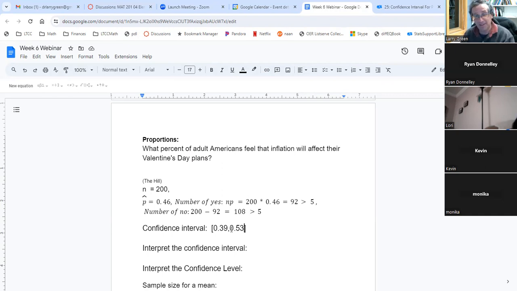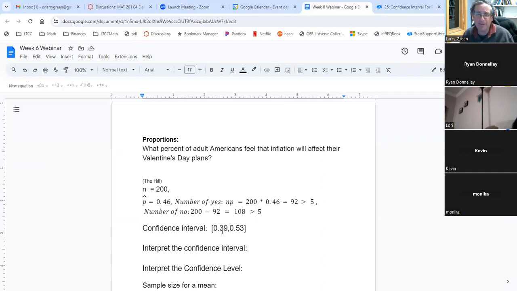As I said, the sample actually is pretty small. 200 is not that big. Because to say we're between 39% and 53%, that's pretty wide. Does that make sense? Okay.